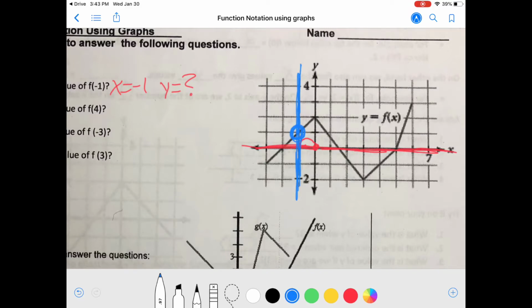What is the y value at that spot? Well, that's when I count over and see what value on the y-axis is right there. Starting at the origin, going up +1. So our y is going to be 1.